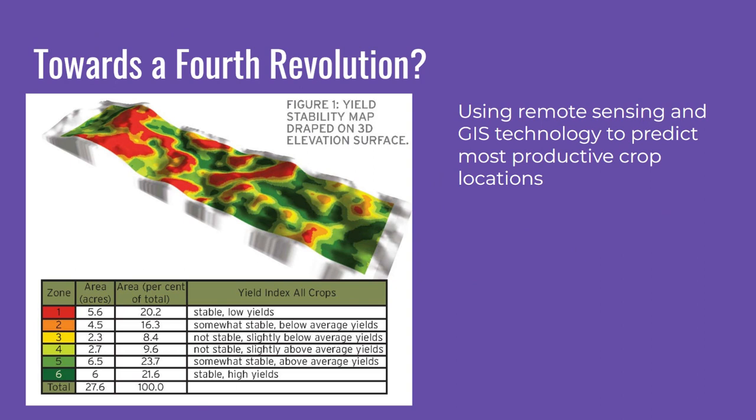Using remote sensing and GIS technology to predict the most productive crop locations may be a characteristic of the fourth revolution. For example, where crops are most likely to grow based on factors such as relief, sunlight, and rain amounts.